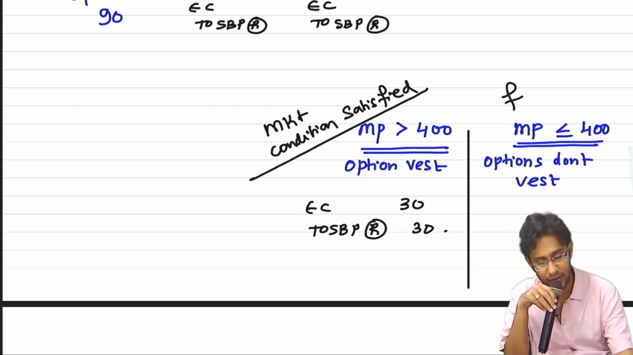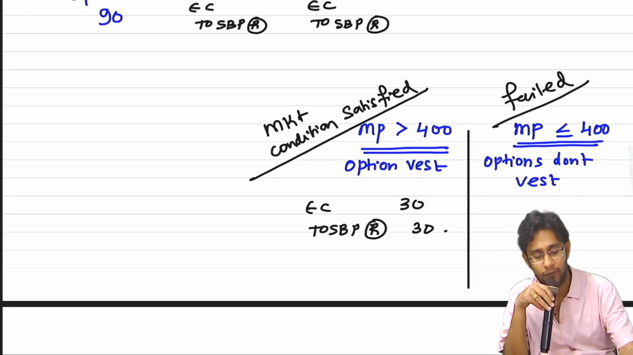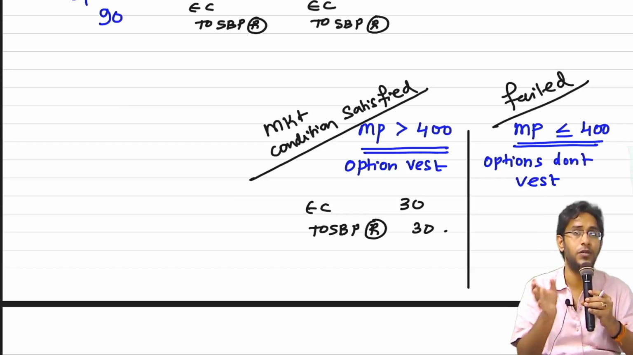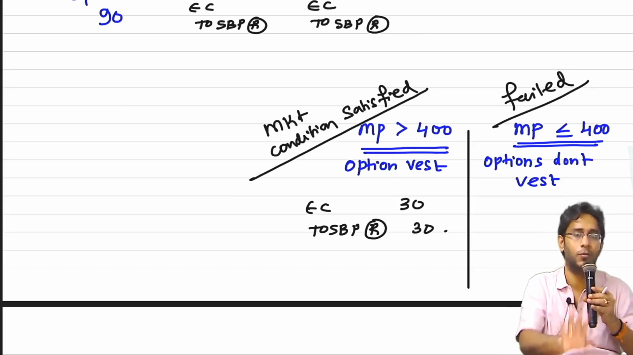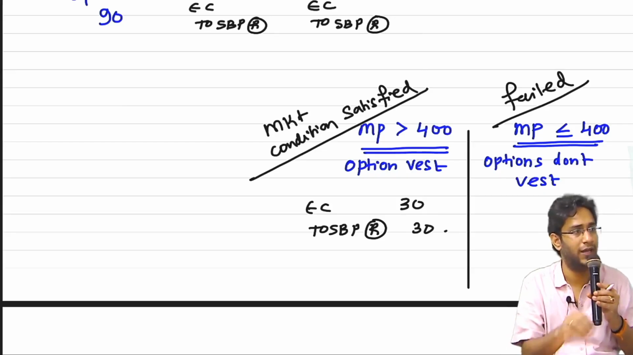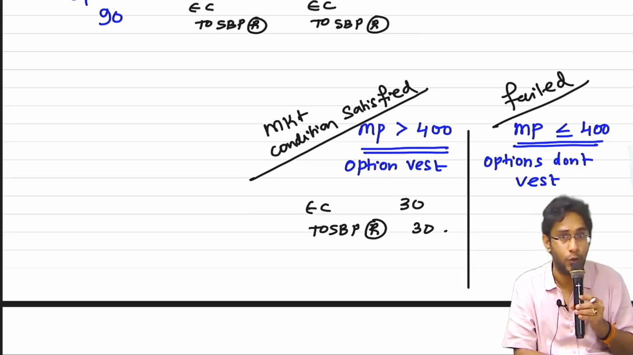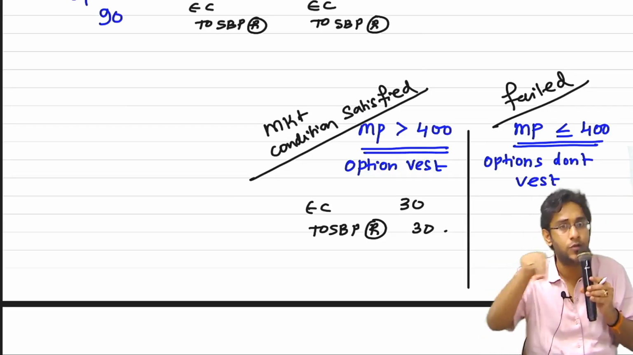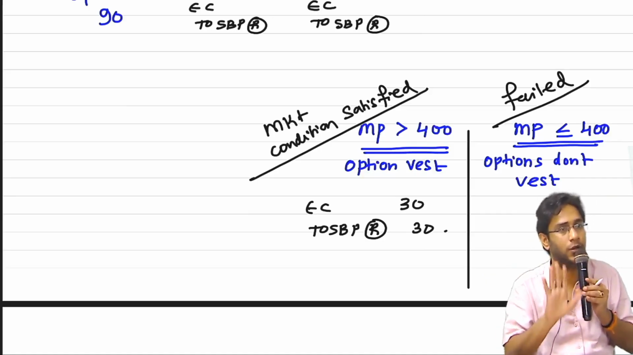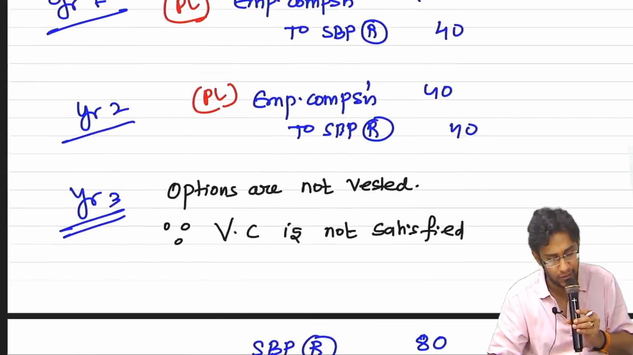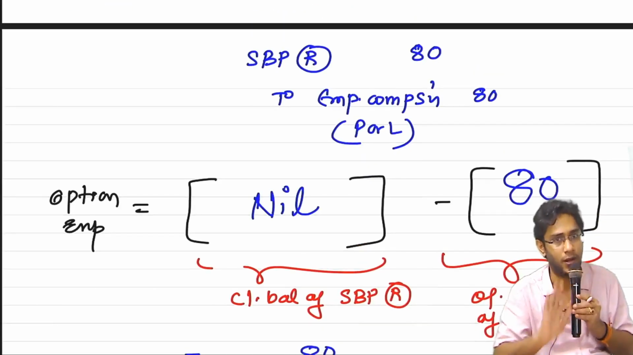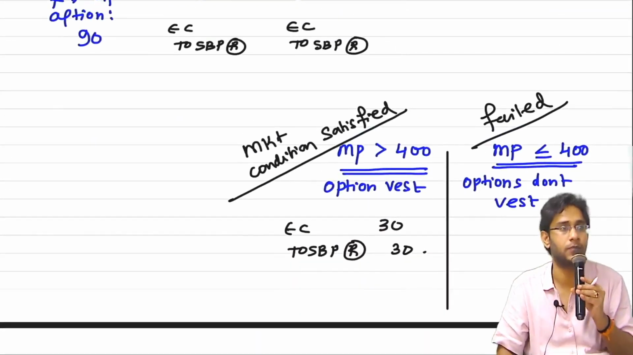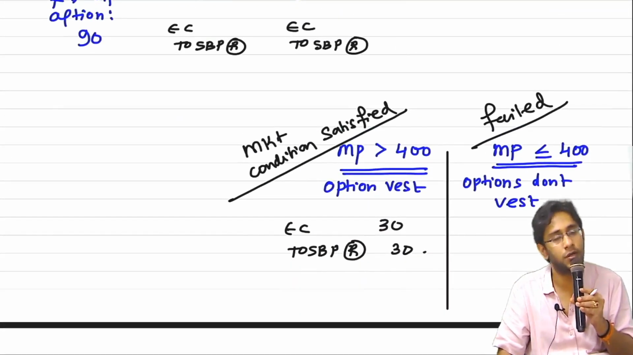Market condition failed. When the market condition fails, options do not vest. Correct? When options do not vest, ideally what should I do normally? I should not book any expenditure in the third year. Moreover, whatever is already recognized in year 1 and year 2, I should reverse that into the P&L account. That is what we did in the previous example also. But if it is a market condition, you should not do like that. Now what should I do?